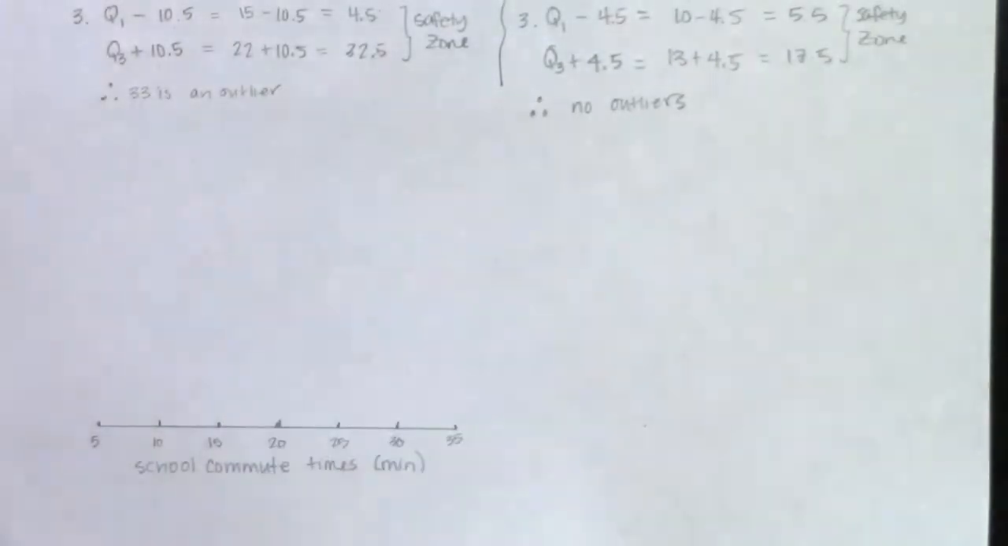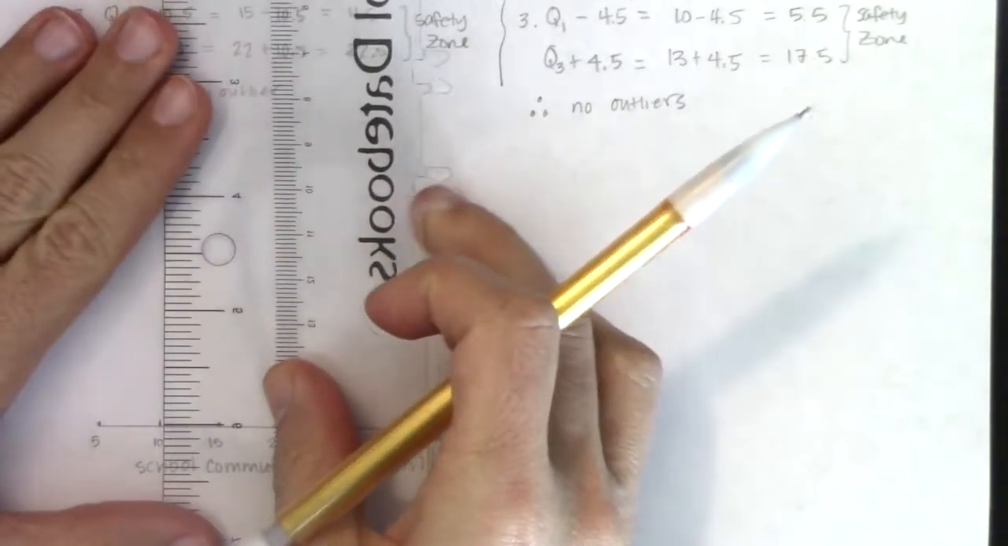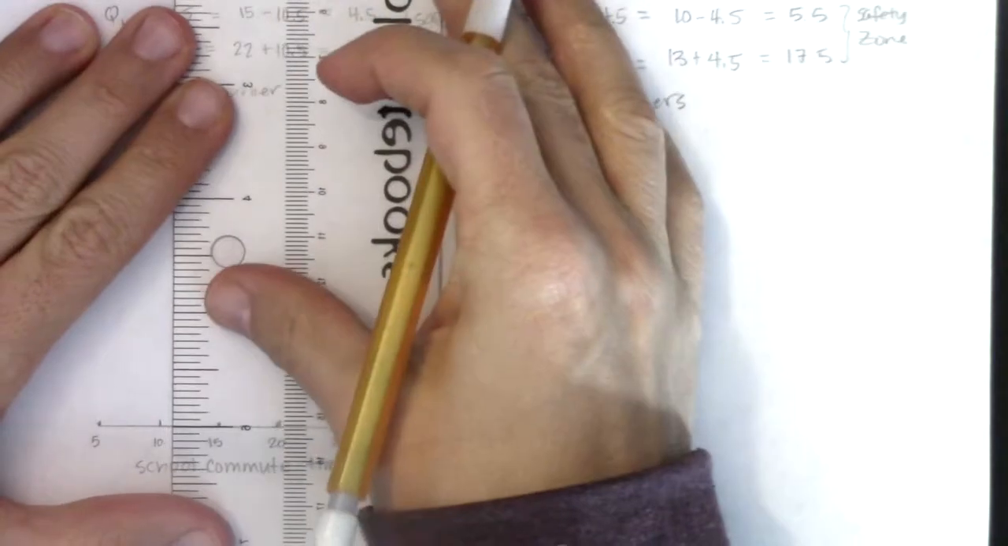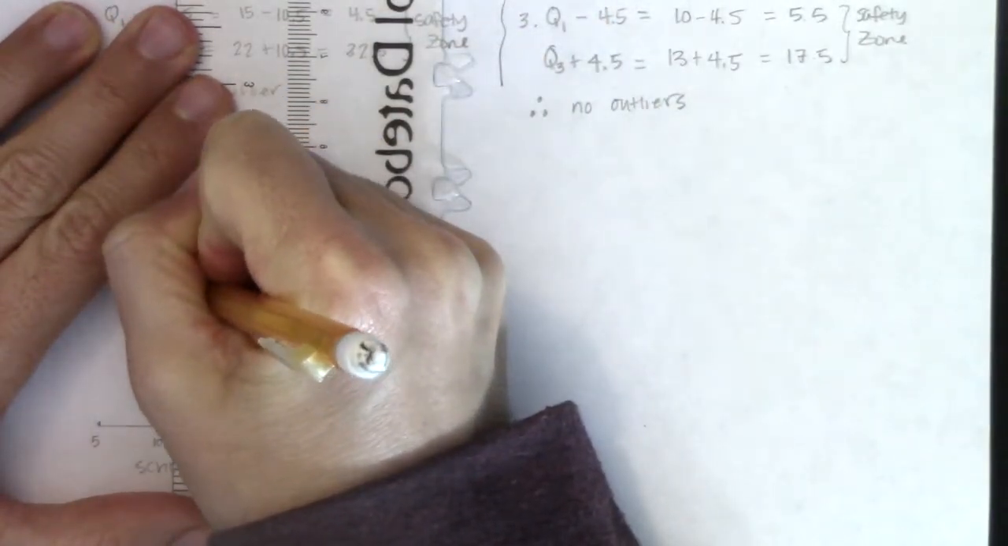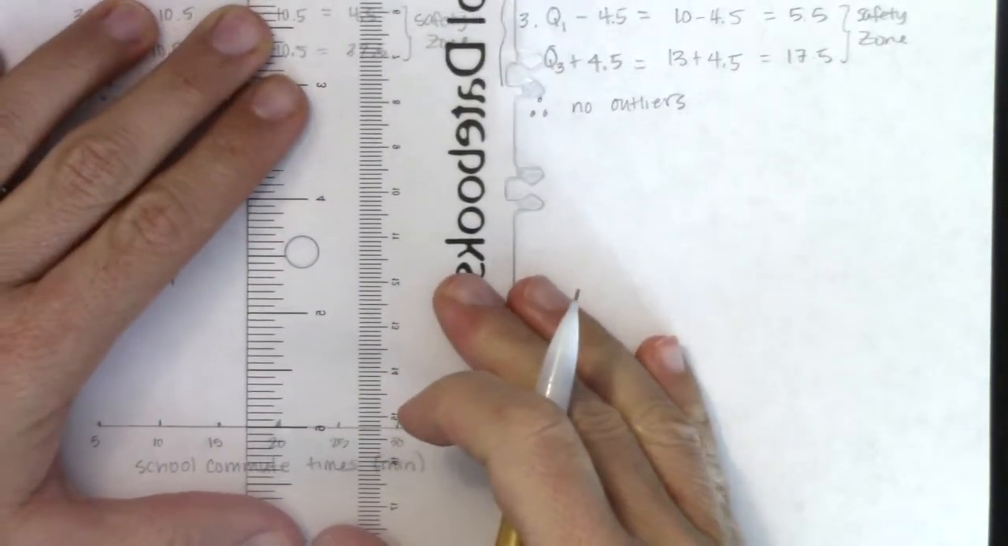So in terms of bus times, I do want to remember there was an outlier in my data set, so I'm going to have to modify my box plot with the isolated dot. So here we go. Let's put them. All right, so we got 12. And then Q1 was 15.